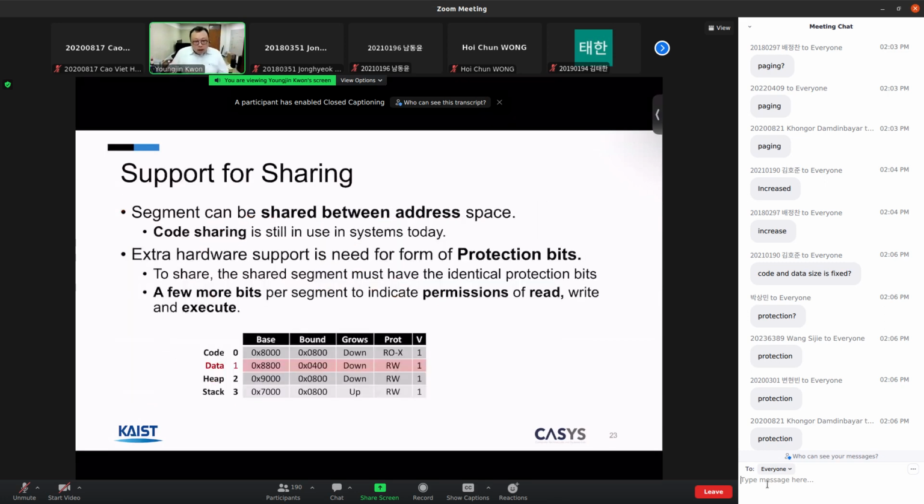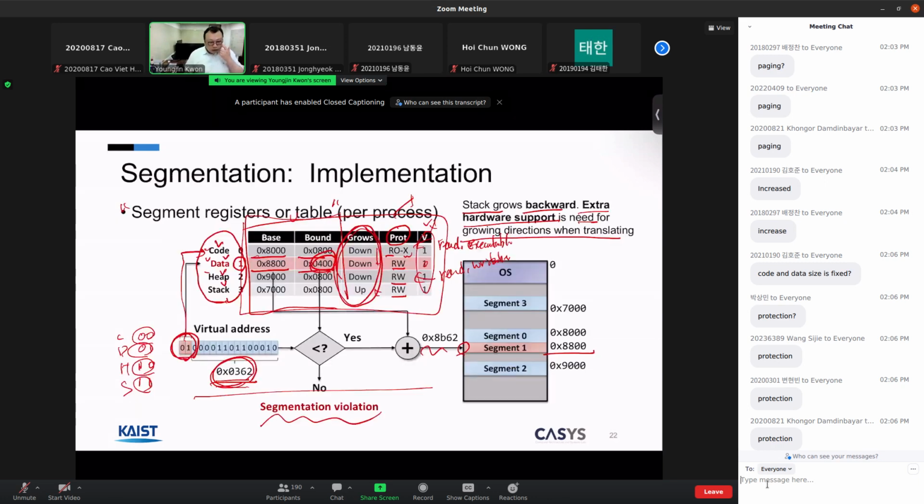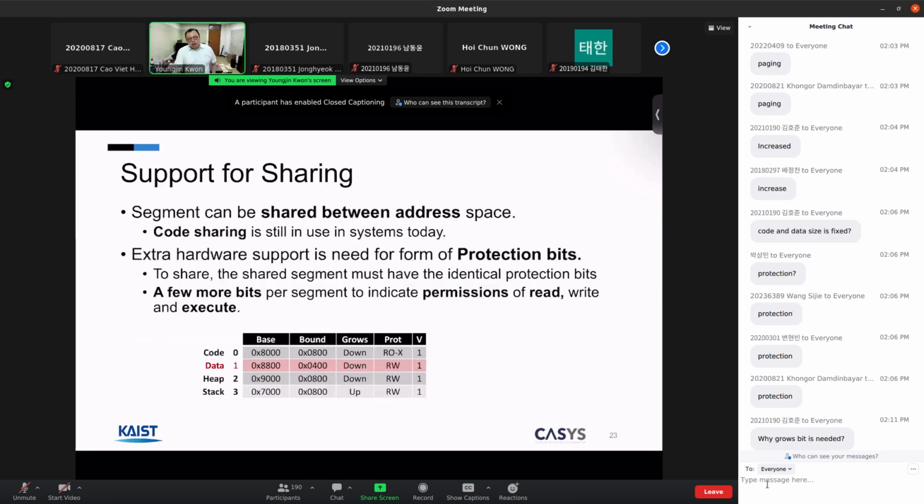Okay, any questions on segmentation? It's clear, right? The translation mechanism is the same as base and bound. And for supporting sharing, what can segmentation share? For example, code sharing is still required today. If I want to share the code, the basic granularity of sharing in segmentation is each segment, so each base and bound register is shared.